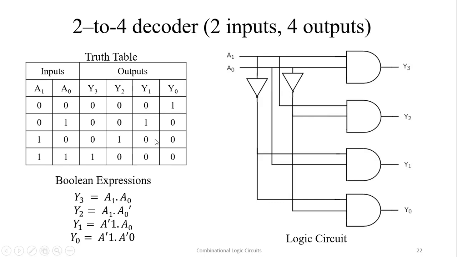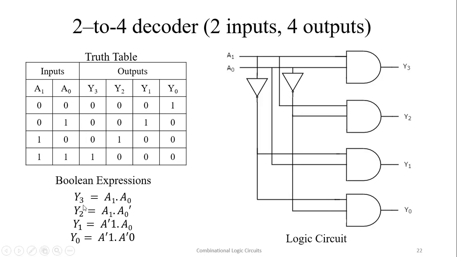These are the Boolean expressions. For Y0 we have A1 bar and A0 bar because both the inputs are 0 0, so this is a product term. And for Y1, this pattern, Y1 is 1, so the product term is A1 bar and A0. And similarly for this bit pattern, Y3 is high, so Y3 is equal to A1 dot A0. This is Y3, Y2, Y1, Y0. This is the logic circuit.